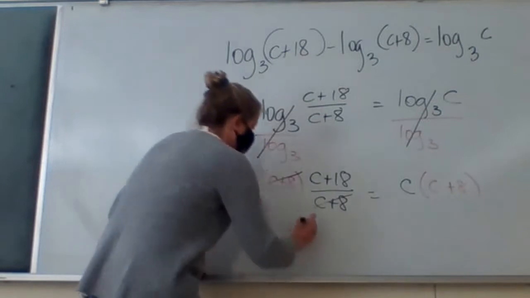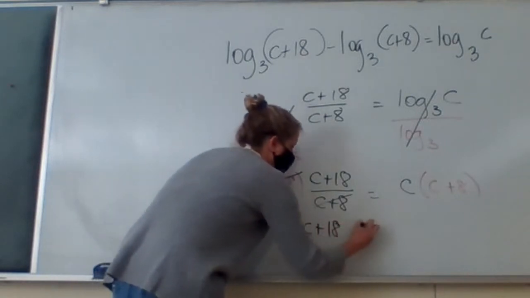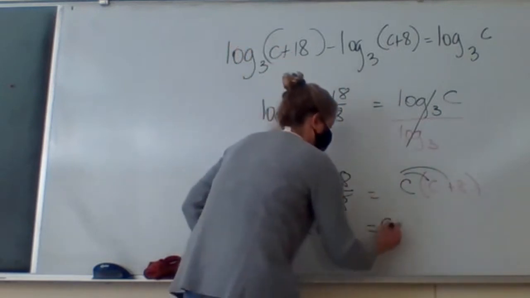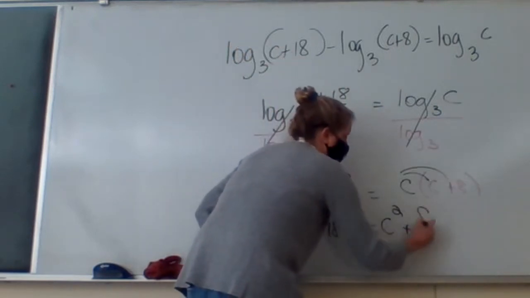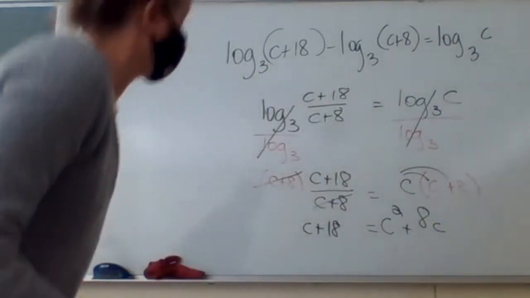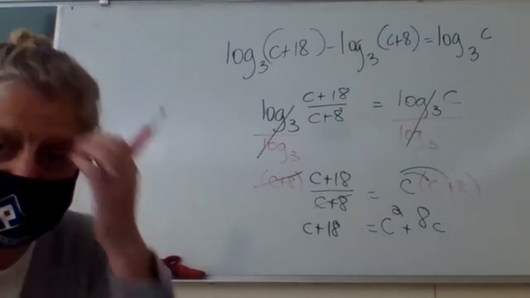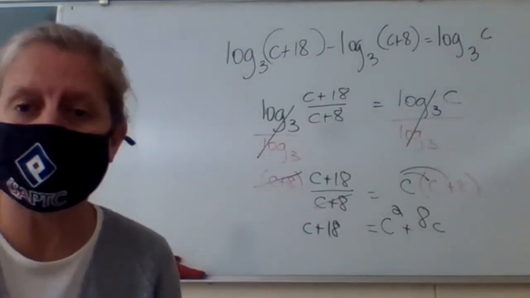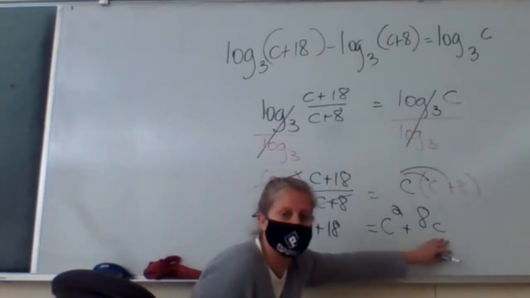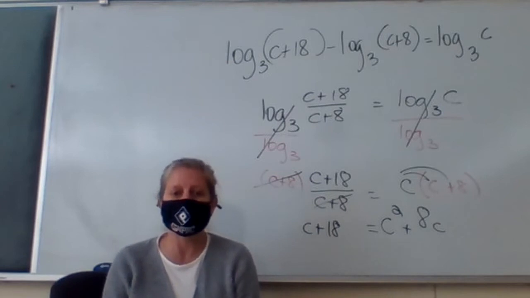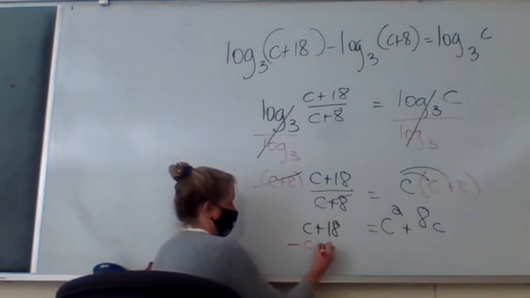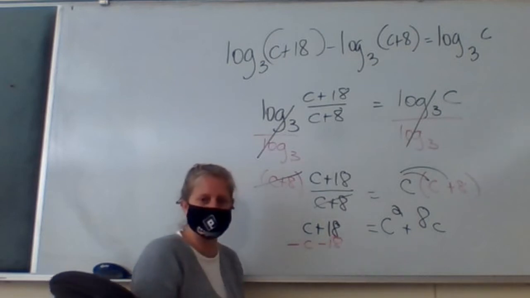So on the left, I've got c + 18 equals, on the right, c squared plus 8c. So now, what do you notice? You are solving a quadratic equation that you could use your quad program for in your calculator, but before you do that, you've got to get all your terms together on the c squared side, which means I need to subtract c and subtract 18 from both sides.